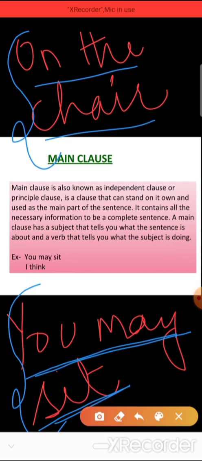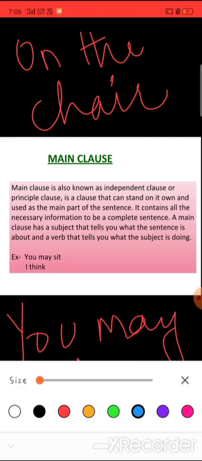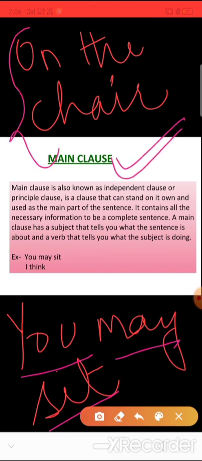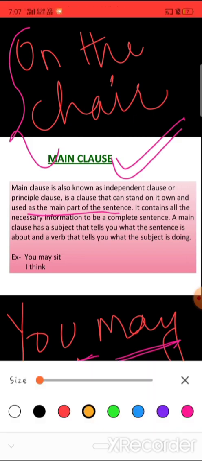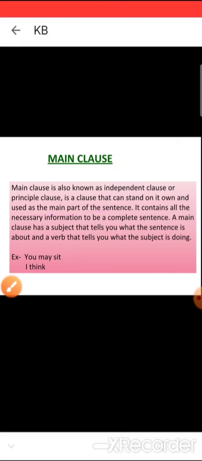So to complete a phrase we need a clause. We need "you may sit" to complete "on the chair". That means it is a main clause, because it is used as the main part of the sentence. It will complete the other part of the sentence, but it does not need anything else to complete it. It has all the necessary information which it needs to convey to us. So now I hope that you have got that.